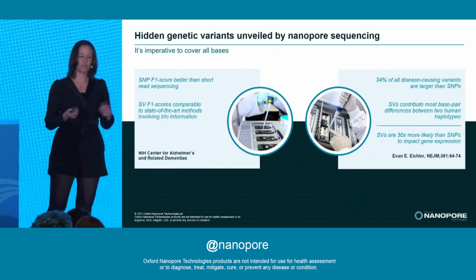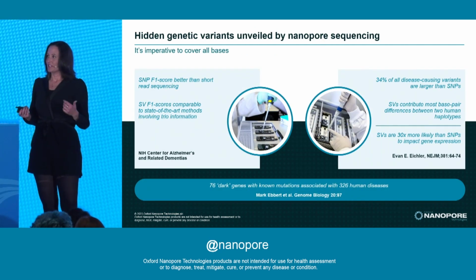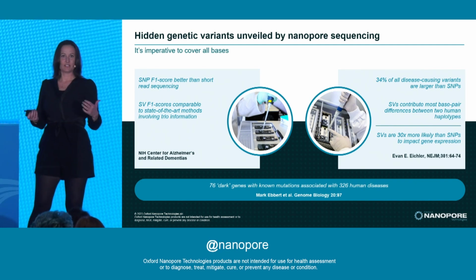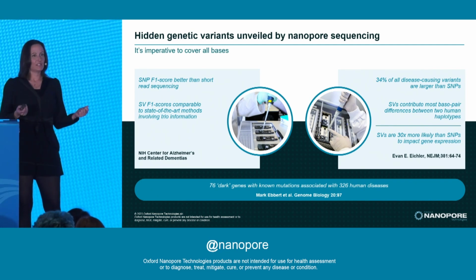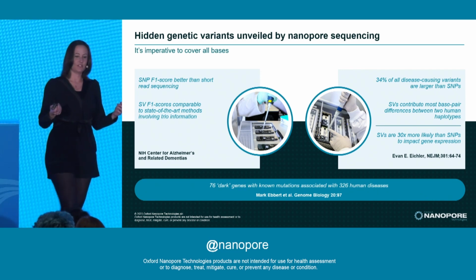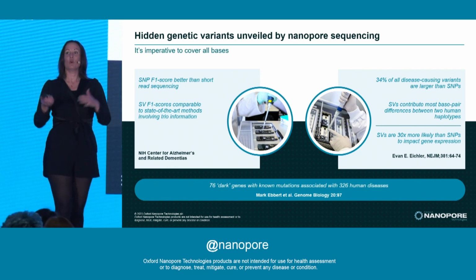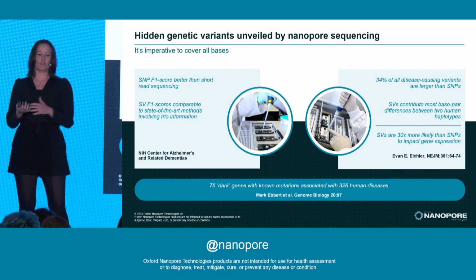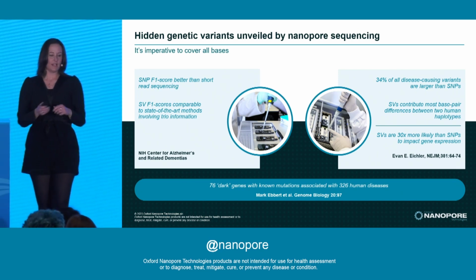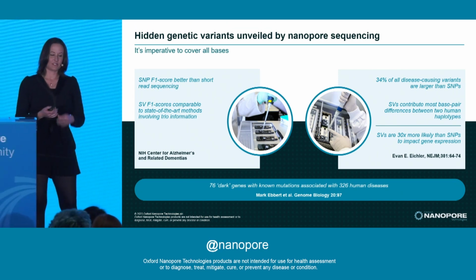But don't just take my word for it. Many of our customers have seen the same thing. So there are variants that are inaccessible to short reads because they're in repetitive regions. There are, of course, other variants that are just very difficult to access because they're really long or cover a huge region, and Nanopore sequencing can access those.